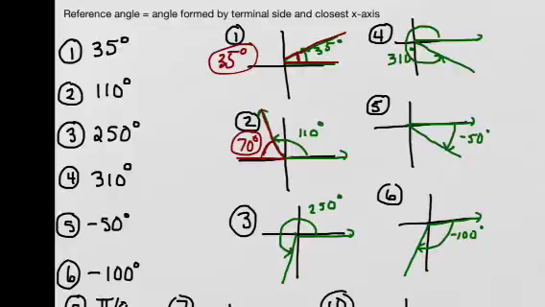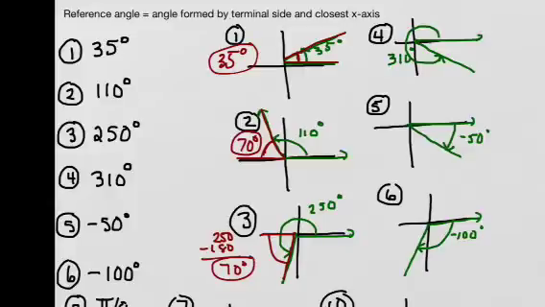For number 3, we went past the 180, right? So again, the reference angle uses the closest x-axis, which is this one, and the terminal side, which is this one right here. So we have to figure out the measure of this angle. We went past 180, but how much more? So it's 250 minus 180. So that's going to be 70 degrees. So this angle is 70 degrees.